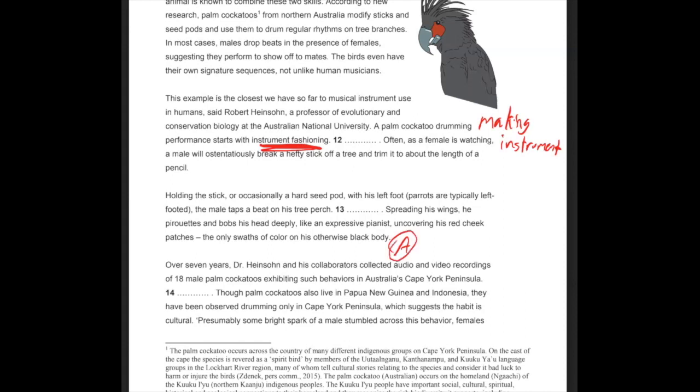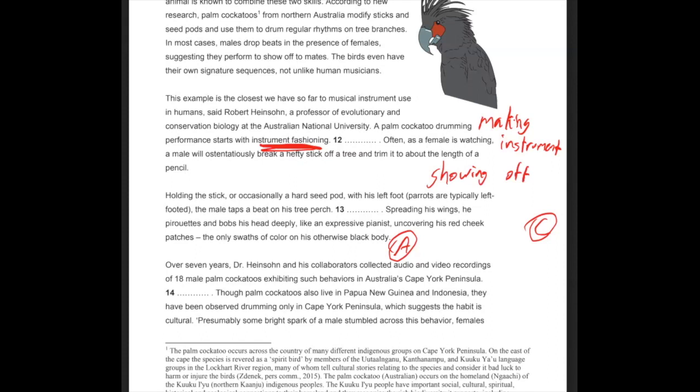You have your C, which is talking about how often a female is watching. So when the female is watching, the male will ostentatiously, which just means in a very visible and obvious way, take a big, hefty stick off the tree, and he will trim it to the length of a pencil. He'll trim it down while the female is watching. What do we call that kind of behavior? We call it showing off.